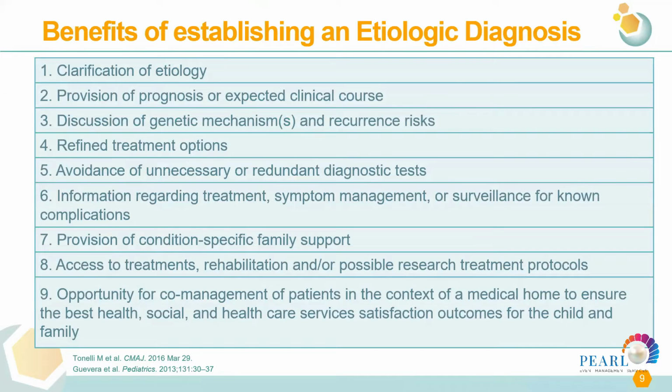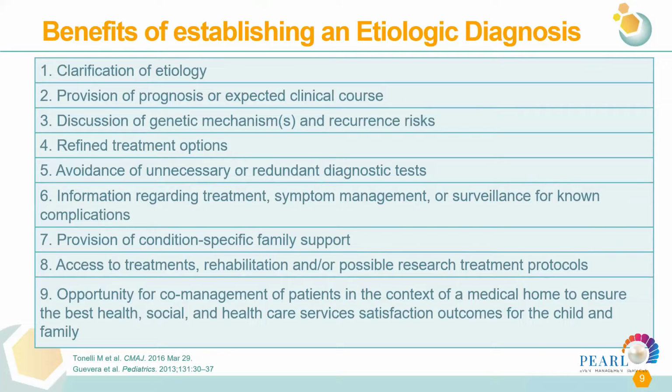So what are the benefits of establishing an etiological diagnosis? So we all know that providing a clarification of the etiology is something important, and this will provide information on prognosis and expected clinical course over time. We can also discuss the genetic mechanism and thus the recurrence risk with the family, which is especially important in our population with consanguinity and a high incidence of autosomal recessive conditions. We can also provide refined treatment options based on the etiology. We can definitely avoid unnecessary redundant diagnostic testing.